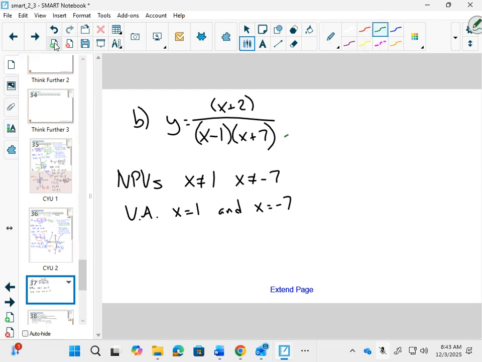But since we flipped things around, now the degree is larger in your denominator, and that is an easy one. That's group 3. And whenever the degree is larger in your denominator, you will always have a horizontal asymptote at y equals 0.